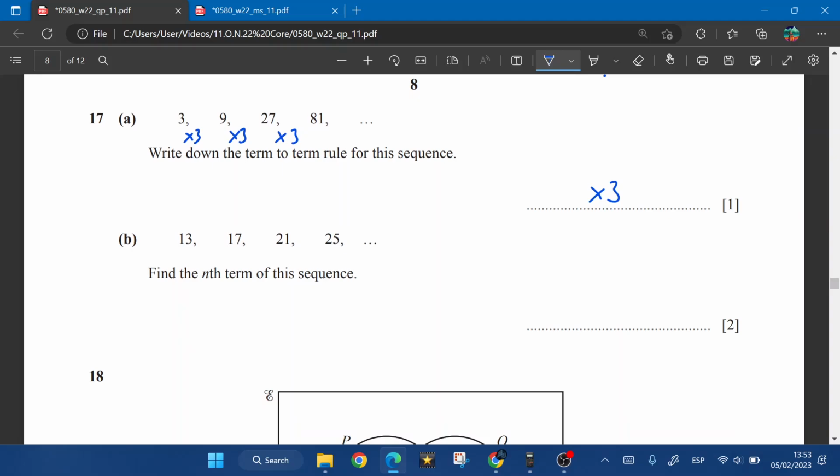Then there's the nth term rule, okay? So don't confuse these two: term-to-term rule and nth term rule. Nth term rule is the one where you have to find the n. So here again, we look, what are we adding? We're adding 4. We're adding 4 each time.